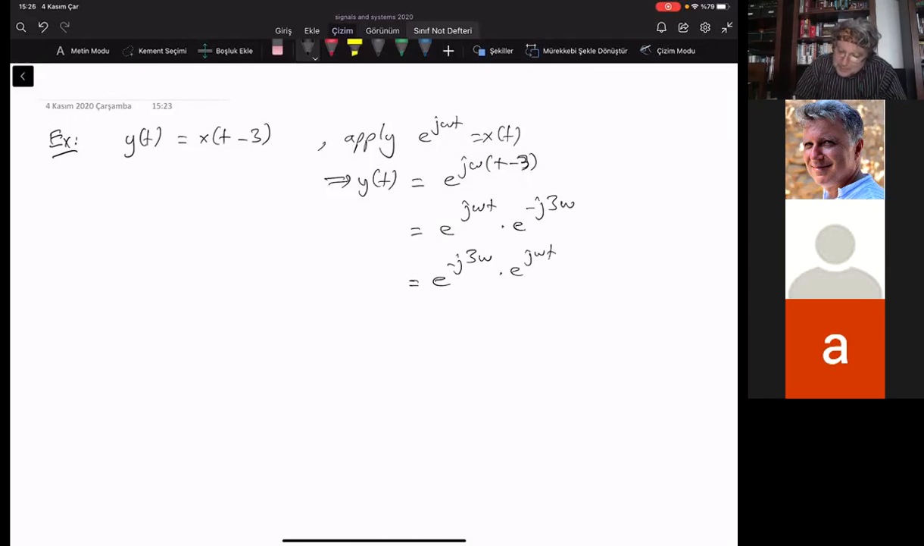So notice that this is the same as the input. The input was e to the j omega t. The output is also e to the j omega t times this. What is this? It is h of omega. Simple. You found the h of omega. I didn't give you h of omega, but you found it. So you can now use this h of omega to find the response to some sinusoids.